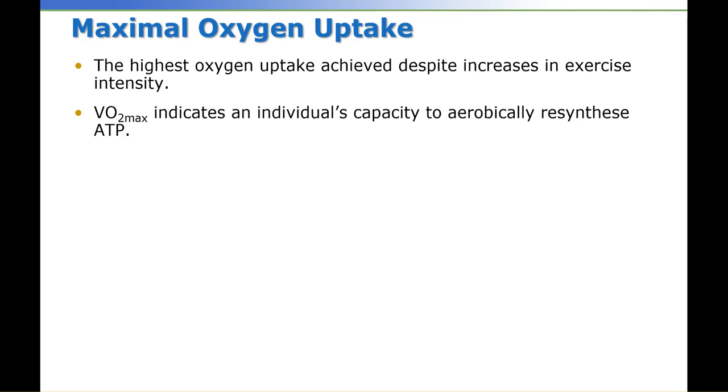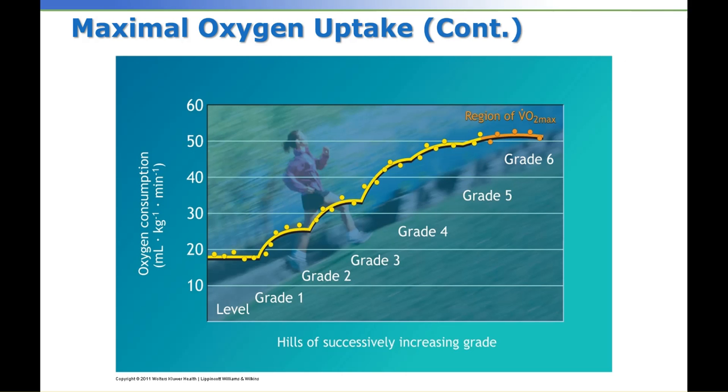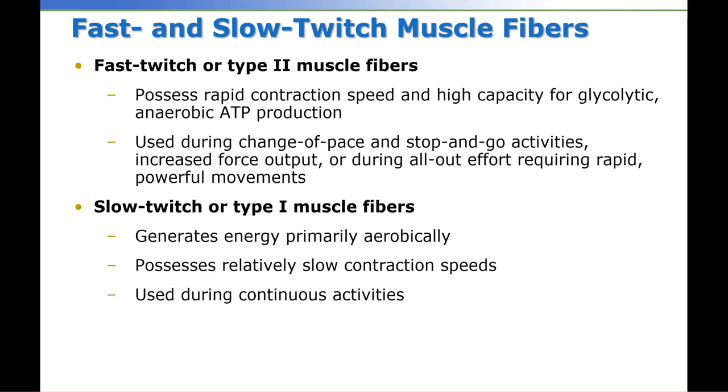There are individuals like Lance Armstrong and such who have a high VO2 max. They can resynthesize ATP aerobically in a very efficient manner. And that's what this shows here: as oxygen consumption goes up as the hills of successively increased grade go up, that's their VO2 max. It goes to a certain level where they're still able to get ATP from oxygen.